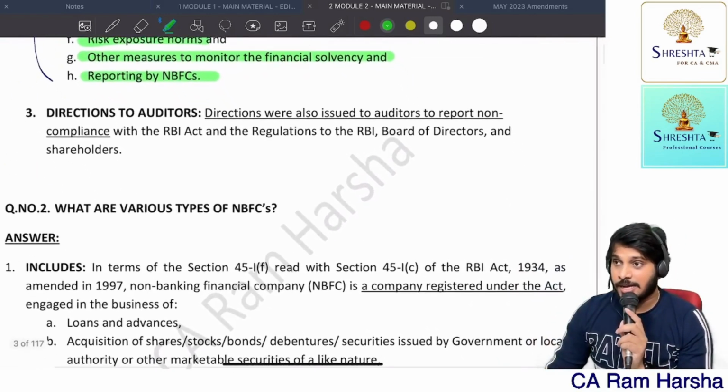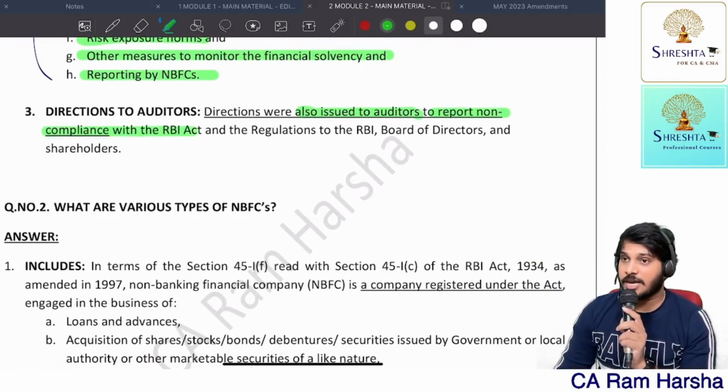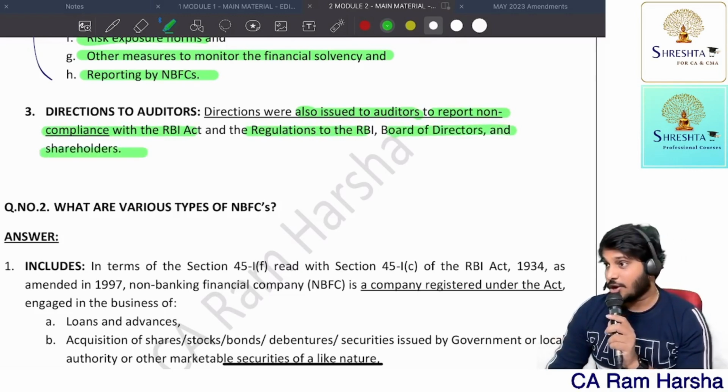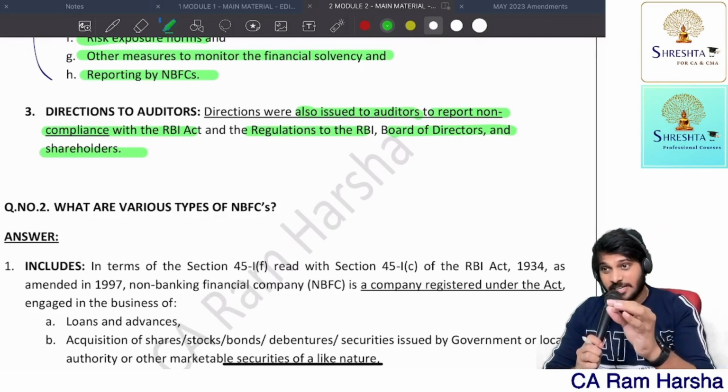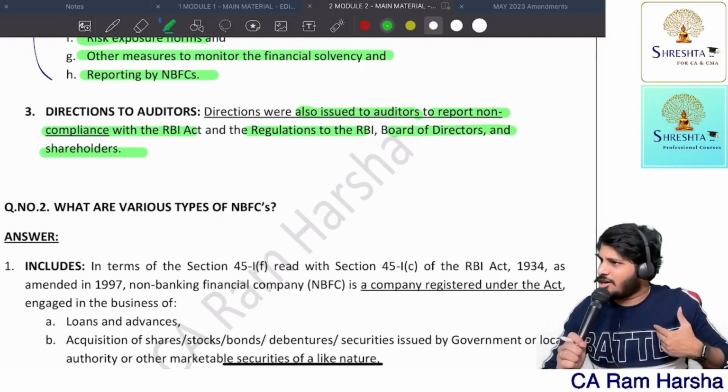Not only that, directions were also issued to the auditors to report on non-compliance with the RBI Act and the regulations to the RBI, the Board of Directors and shareholders. The auditors have to give a report to the Board of Directors of the NBFC, to the RBI as well as to the shareholders. Shareholders anyhow get the audit report.